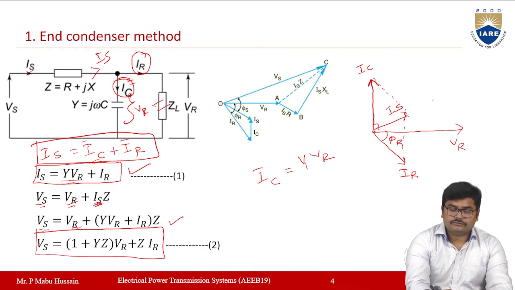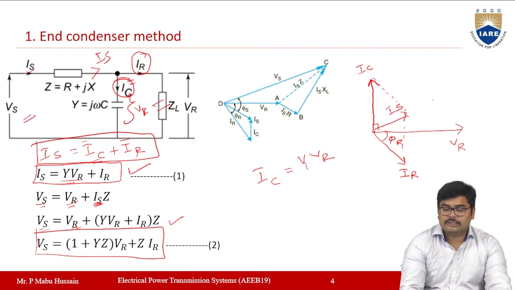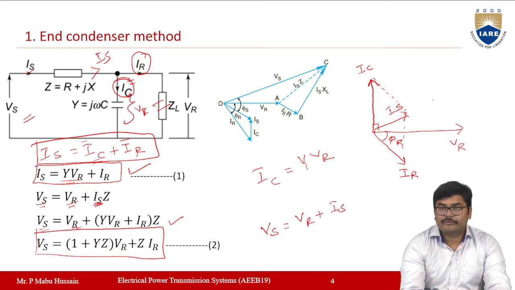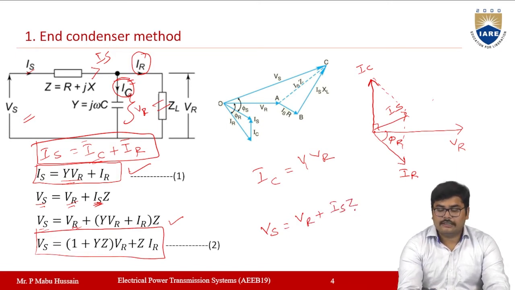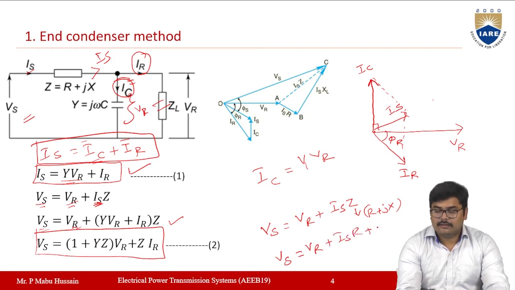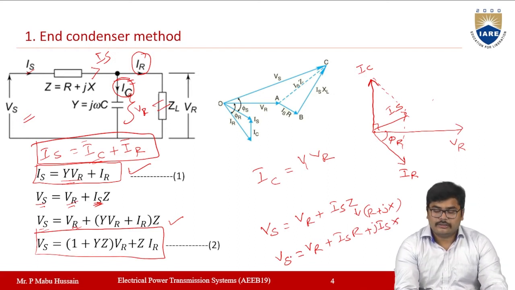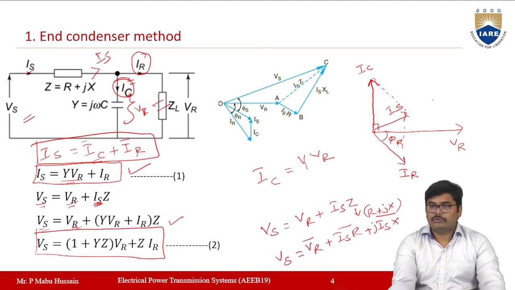Then how will you get the VS value? The VS equation is VS is equal to VR plus IS into Z, where Z again is R plus jX. So VS is equal to VR plus IS into R plus IS into jX. To get VS, you have to add vectorially VR, IS into R and IS into X. So now in this vector diagram, you have to add them.